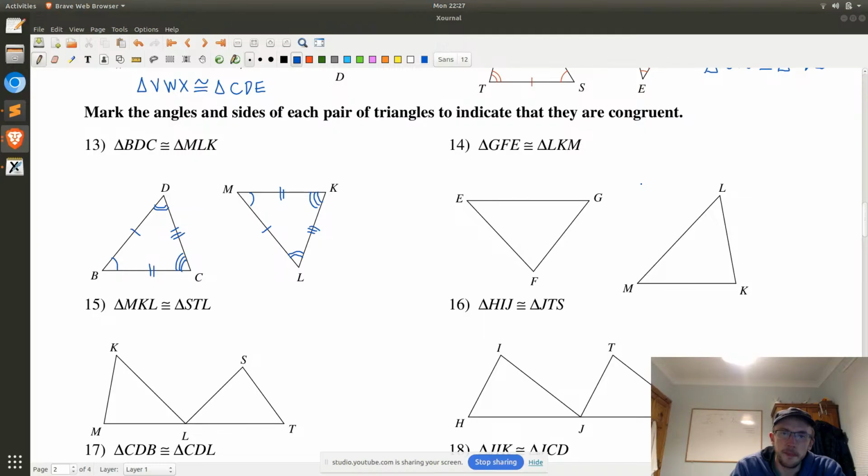Triangle GFE is congruent to triangle LKM. So here's triangle GFE, and that's congruent to triangle LKM. And then following this, it would look like this.